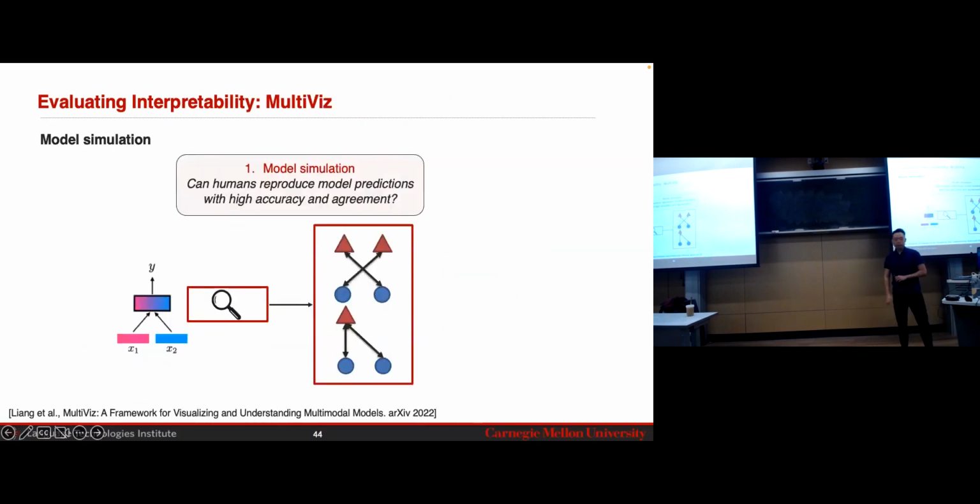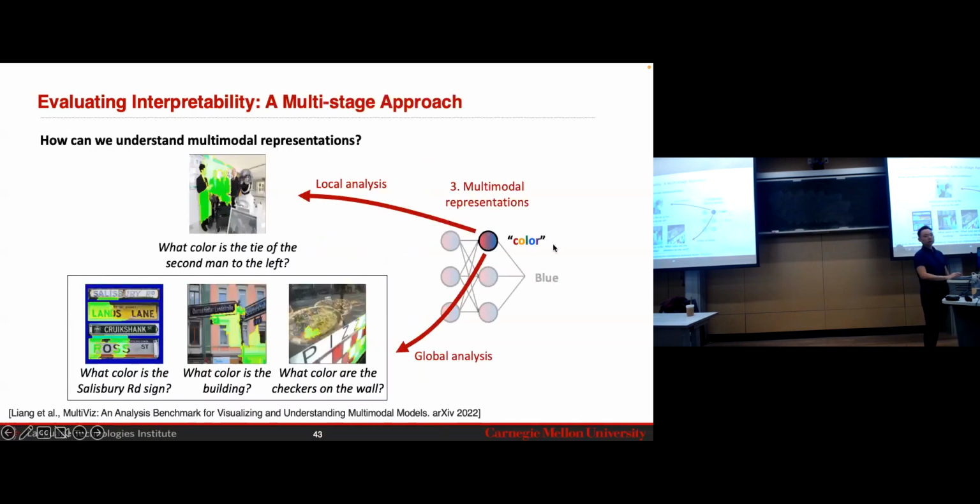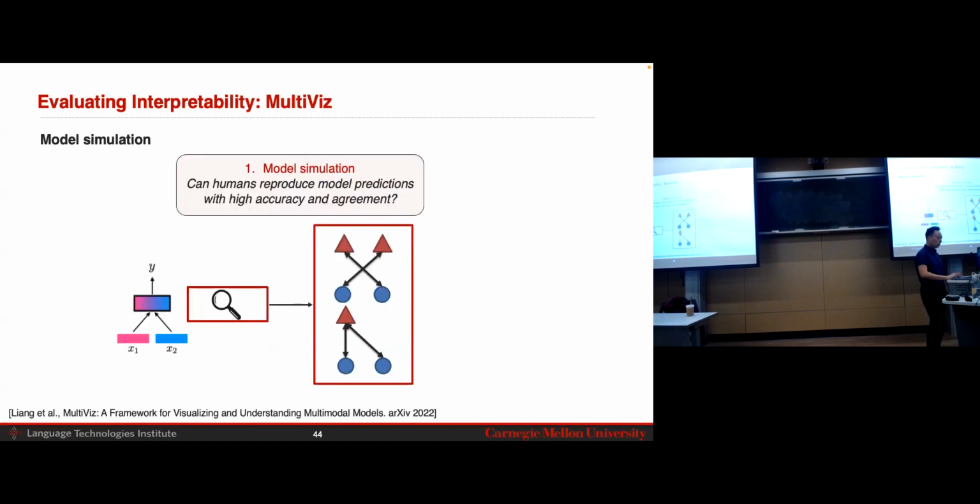So how do you actually evaluate these methods? It's difficult because you don't actually have the ground truth. You don't have the ground truth annotated that this feature actually means color, or here are the actual interactions between image and text. But one general way is model simulation, right?